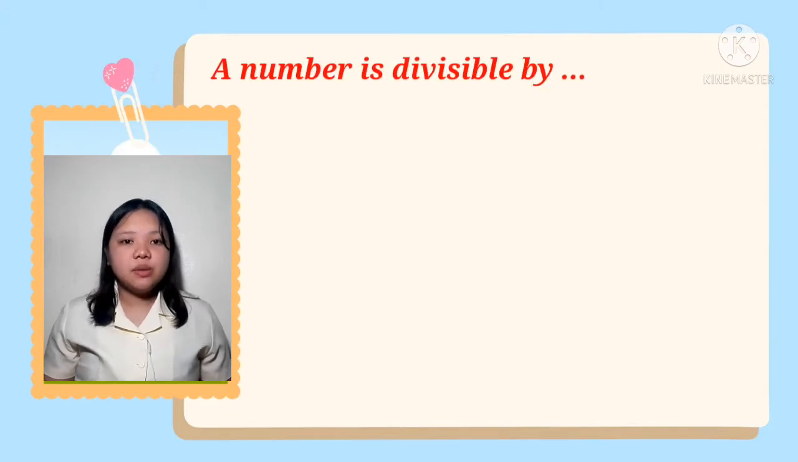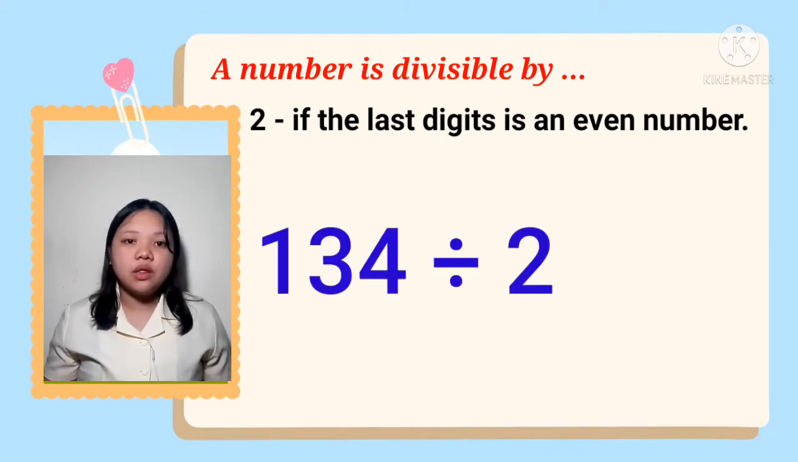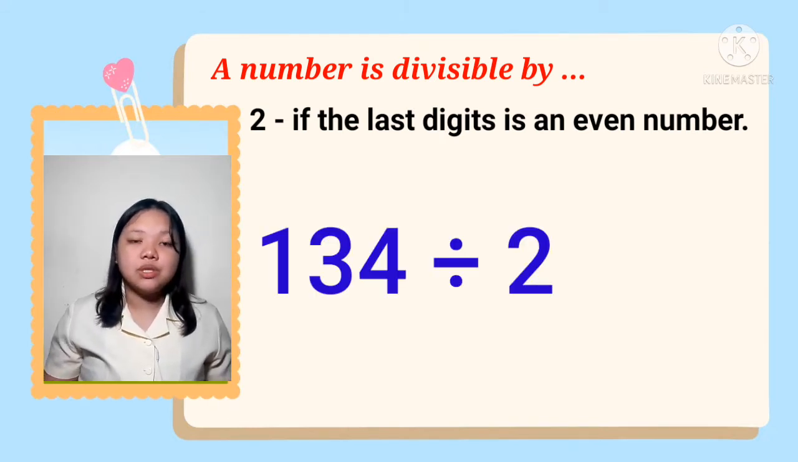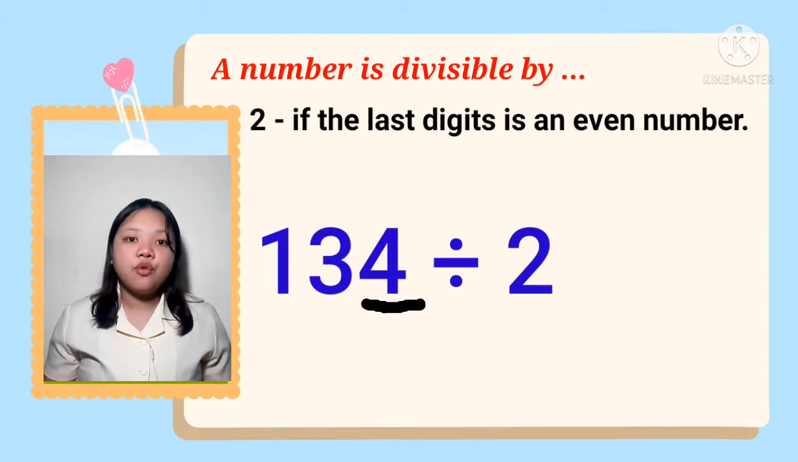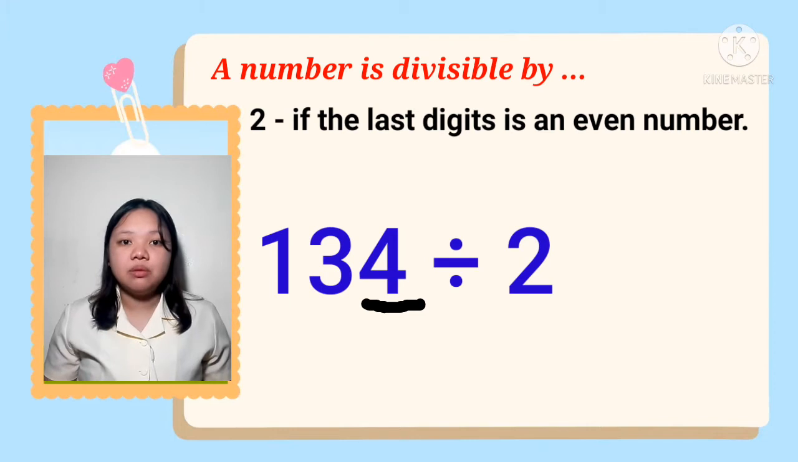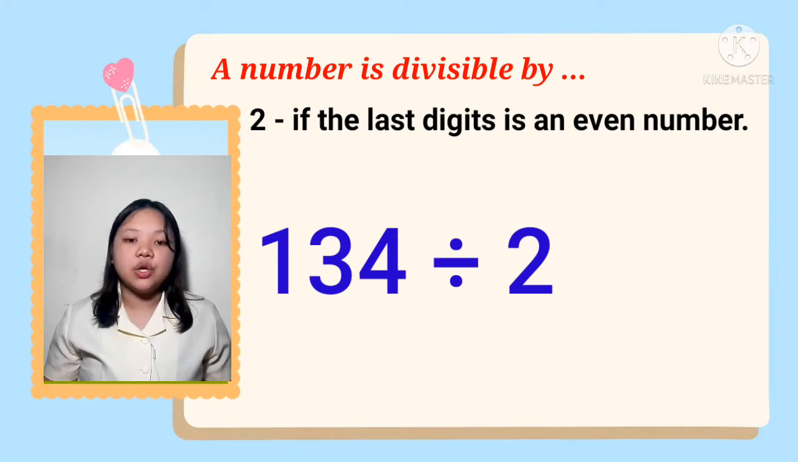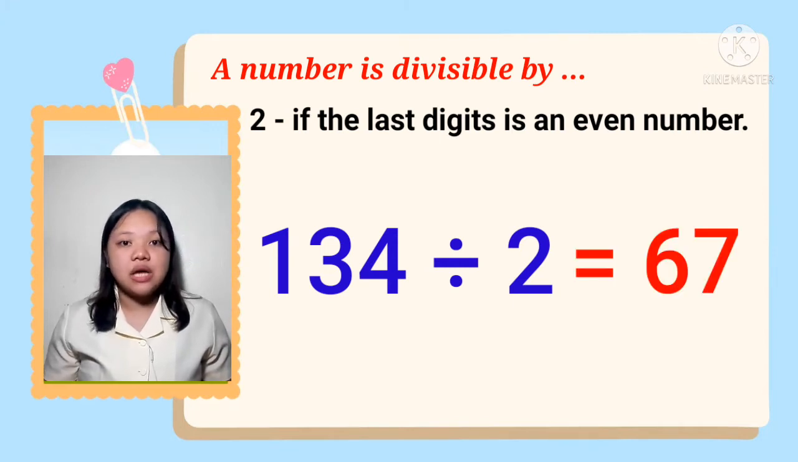A number is divisible by 2 if the last digit is an even number. So for example, 134 divided by 2. From 134, 4 is the last digit and it is an even number. Therefore, it is divisible by 2. So let's try to divide 134 by 2 and we will get an answer of 67, which is a whole number. Therefore, 134 is divisible by 2.